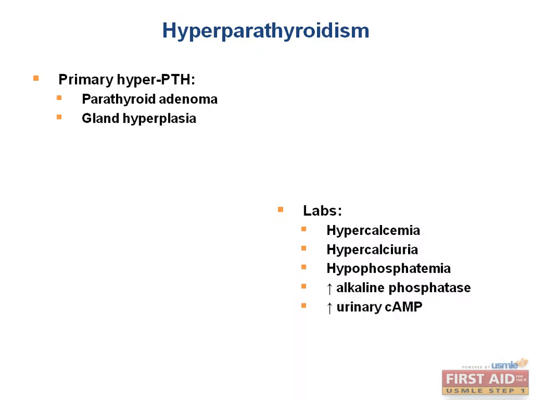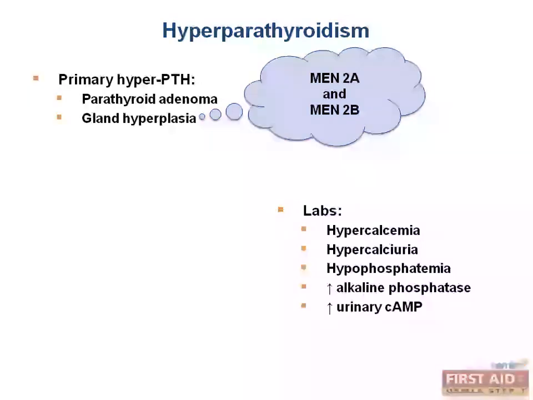Additionally, you might see high levels of cyclic AMP in the urine because PTH binding to PTH receptors activates G proteins, which stimulates the production of cyclic AMP by adenylyl cyclase. When you think of primary hyperparathyroidism, an important group of diseases to recall are MEN2A and MEN2B, which are characterized by parathyroid hyperplasia. As promised, we'll be discussing this at the end of the section.